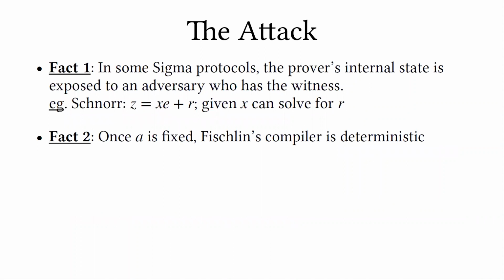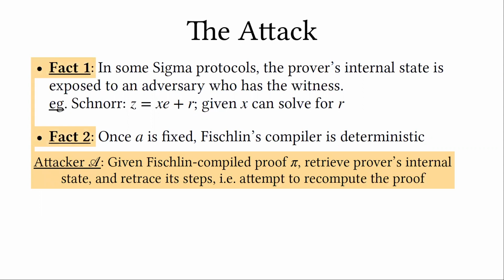So we rely on the following two facts. One is that in some Sigma protocols, if you have the witness that the prover used to compute the proof, we can simply work backwards and get the entire random state of the prover. Think of Schnorr's proof of knowledge, where a response is just a linear combination of the witness and some randomness. So if you have the witness, you can just solve for the randomness. The second fact is that once you fix the commitment, Fischlin's compiler is deterministic.